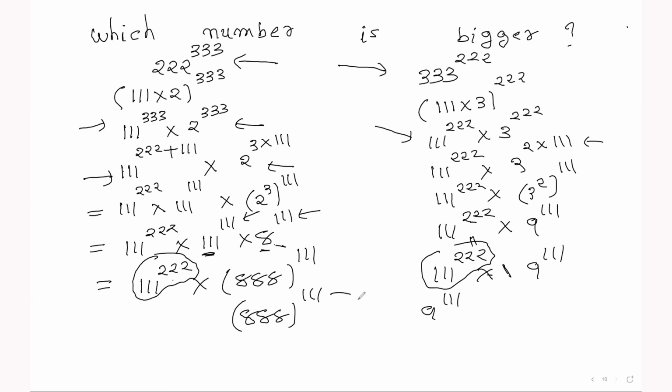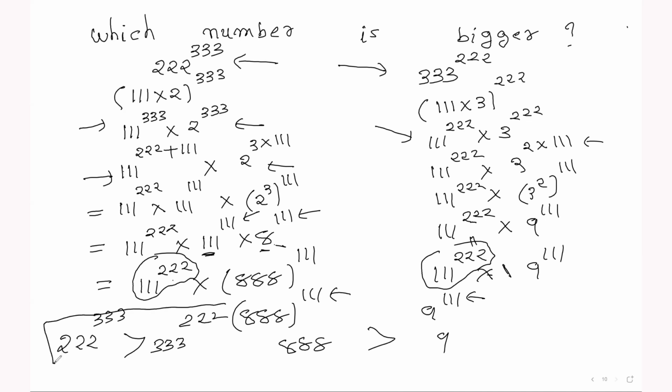Now both have the same power, so I can take the power off. So I have 888 and I have 9. So I can see now 888 is bigger than 9. Because of that, we can see our number 222 power 333 is bigger than 333 power 222. So this is a wonderful thing we derived without using a calculator.